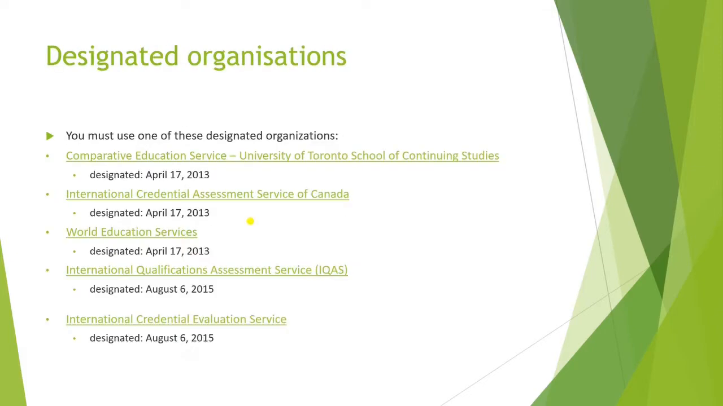Basically, there are five designated organizations. The first one is CES, the second one is ICAS, the third one is WES, the fourth one is IQAS, and the fifth one is ICES.